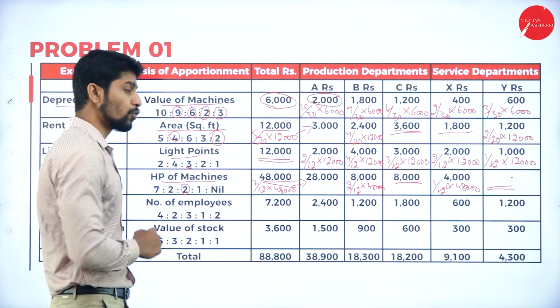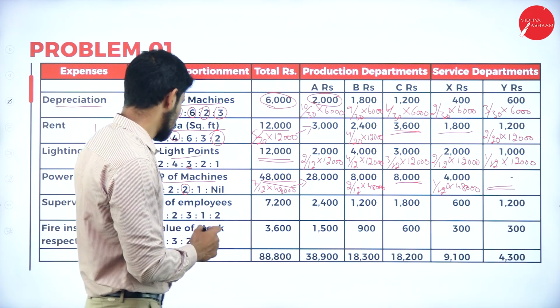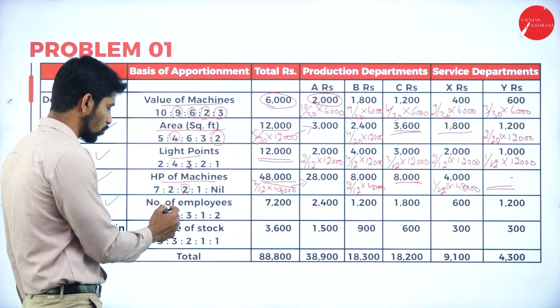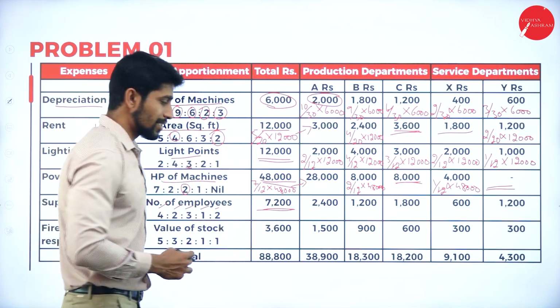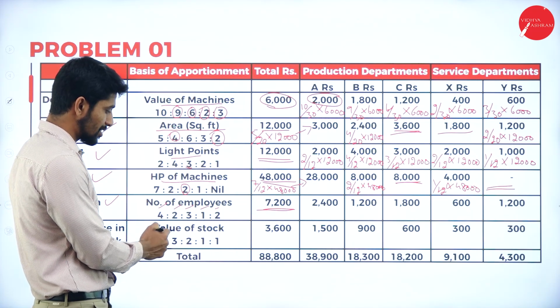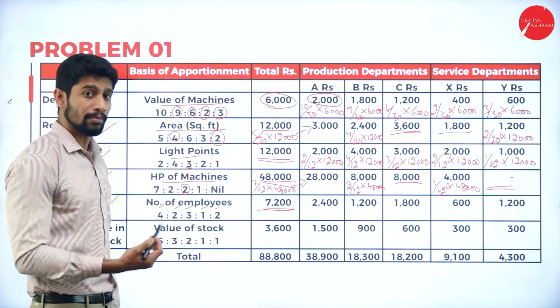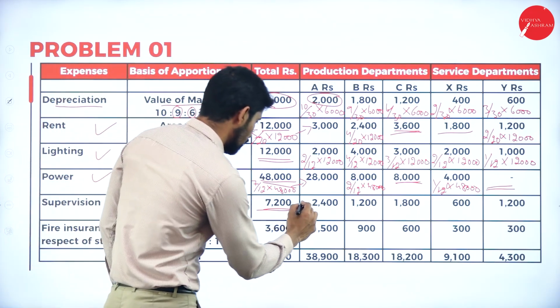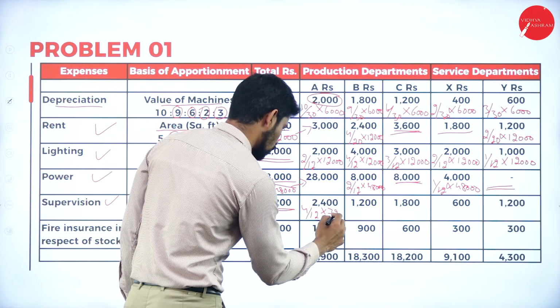Next is supervision. Supervision is based upon the number of employees. So the ratio is 4:2:3:1:2. Total expenditure is how much? 7,200. So allocate. 4 plus 2 is how much? 6. 6 plus 3 is how much? 9. 9 plus 1? 10. 10 plus 2? 12. So here 4 divided by 12 into 7,200.